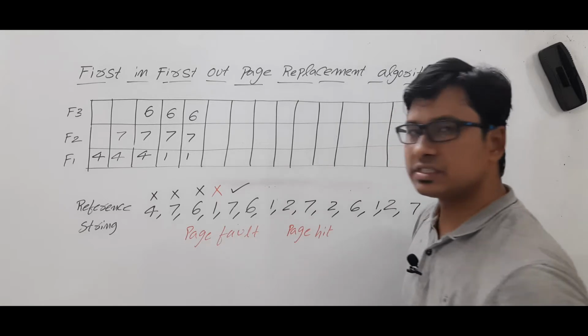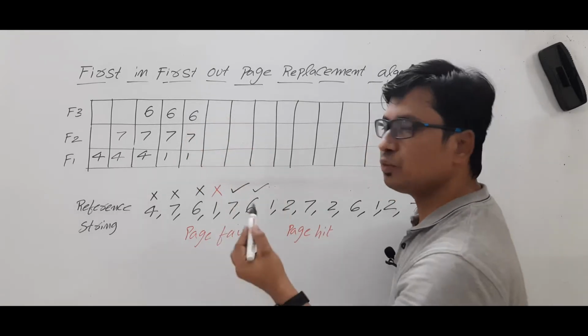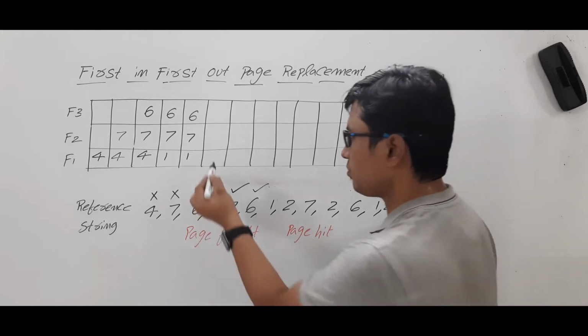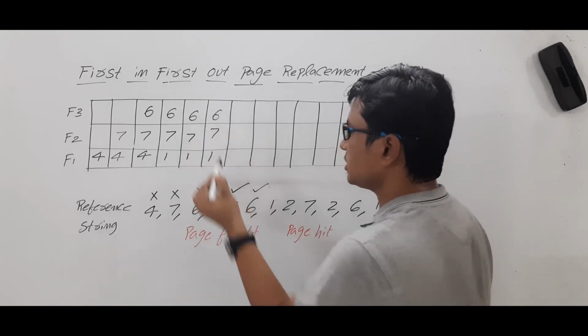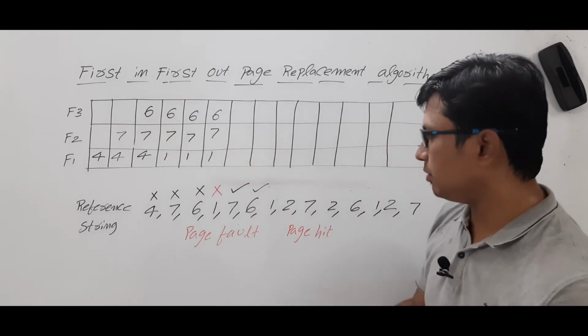Now page number 6 is available. So again it is a page hit. So we need not do the swap out and swap in. So page number 1, page number 7, page number 6 are currently available in the main memory.